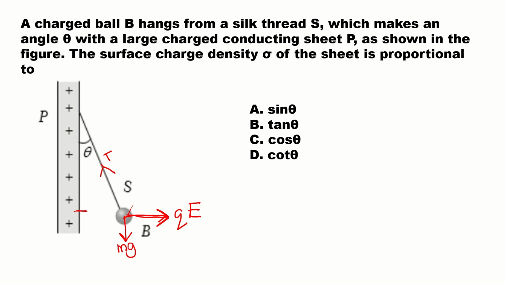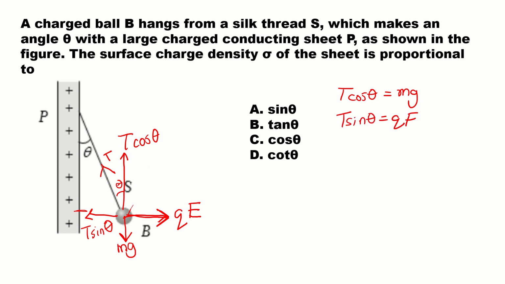So here we can now resolve the tension to get T cos theta, because this is also theta, and over here T sin theta. And from this we get two equations: T cos theta equal to mg and T sin theta equal to QE. Now E over here can be replaced by sigma by epsilon naught, because since this is a conducting infinitely long sheet, the electric field due to that would be sigma by epsilon naught.